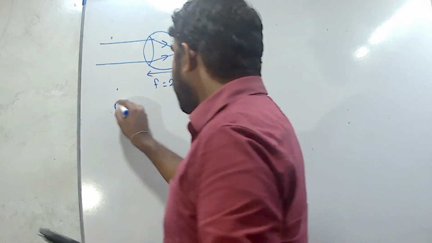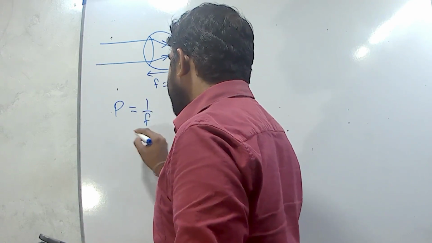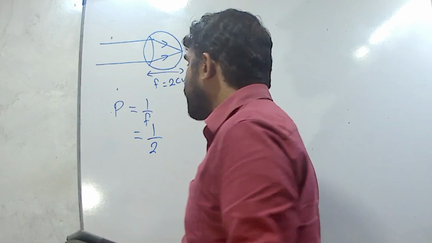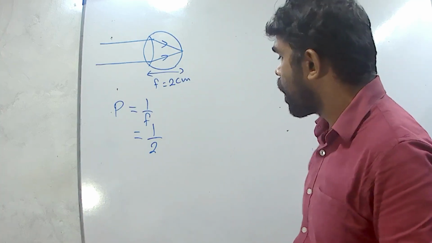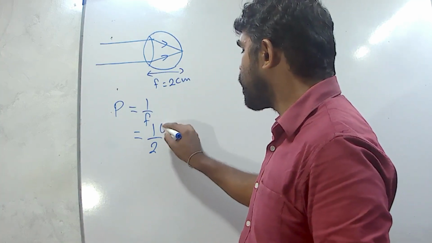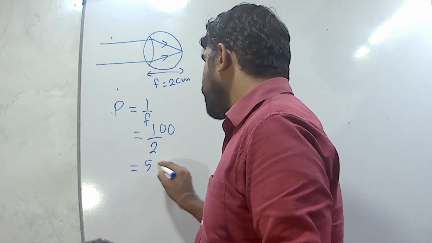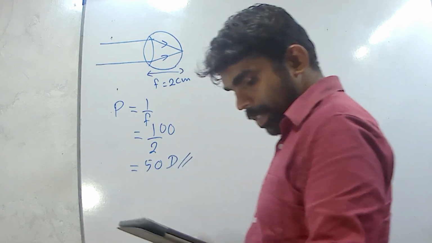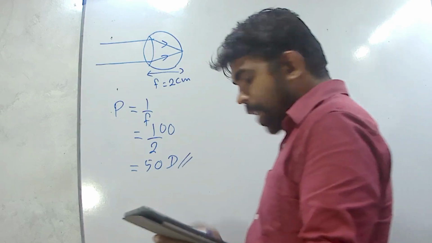Then we can write power equals 1 over focal length. 1 over focal length 2 centimeters. We have to convert it to meters. 100 divided by 2, 50 diopters. Then answer is 4.